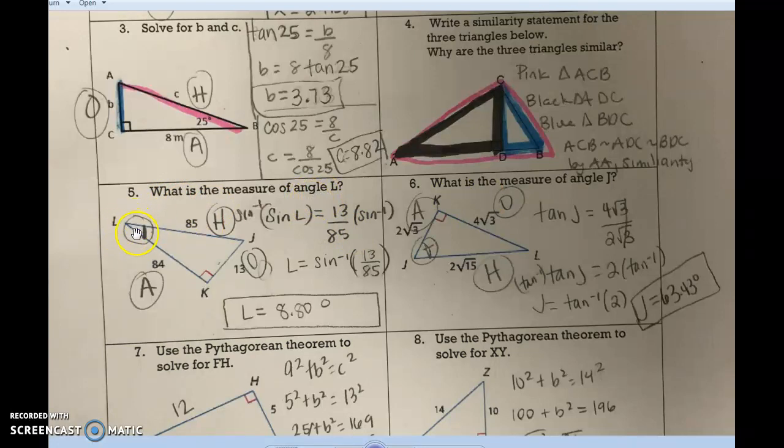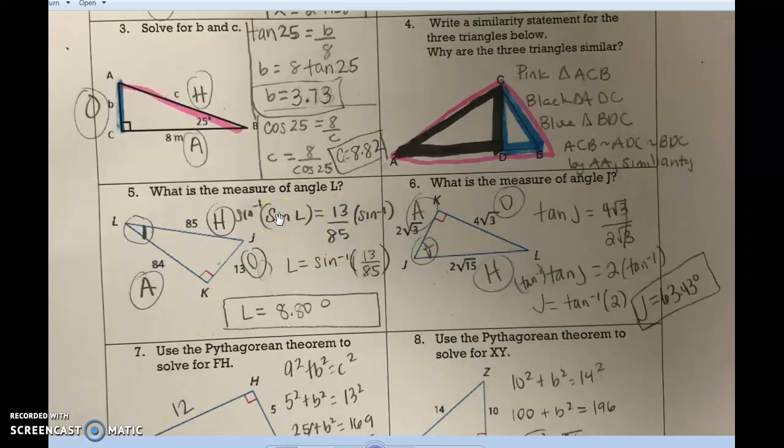Angle L, my reference angle is not given, but I've been given 3 sides. When you've been given 3 sides, you can choose which trig function you're most comfortable using in this problem. For me, I'm more comfortable using sine. So what is my side opposite? And then what's my hypotenuse? So 13 over 85. Sine of L equals 13 over 85.